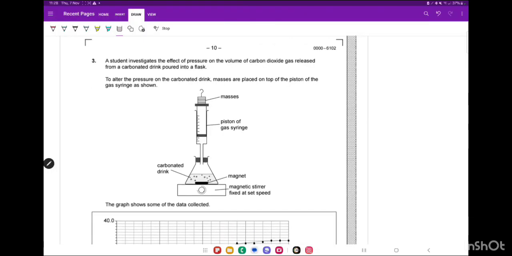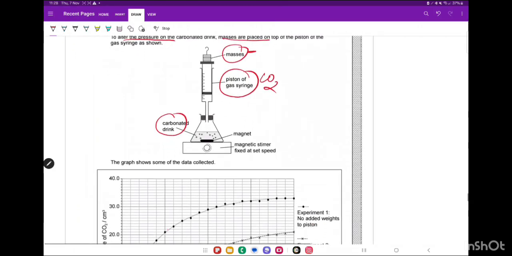This is question number 3 of this IB paper, and it says a student investigates the effect of pressure on the volume of CO2 gas released from a carbonated drink. We are taking a carbonated drink in a container and collecting CO2 gas in a gas syringe. We are also putting masses. To alter the pressure on the carbonated drink, masses are placed on top of the piston. If the masses increase, the pressure on this gas goes on increasing.